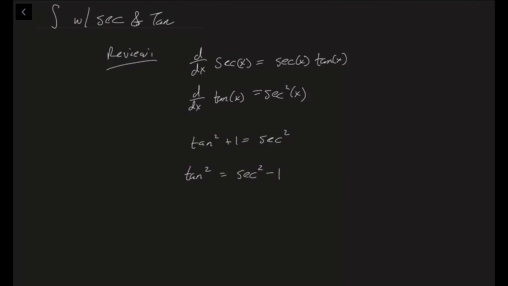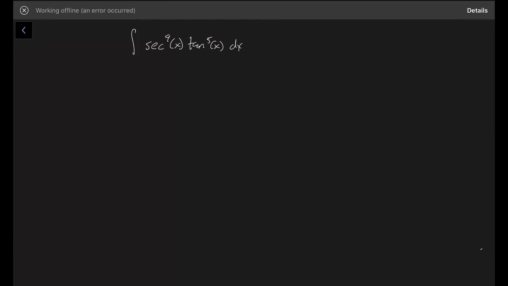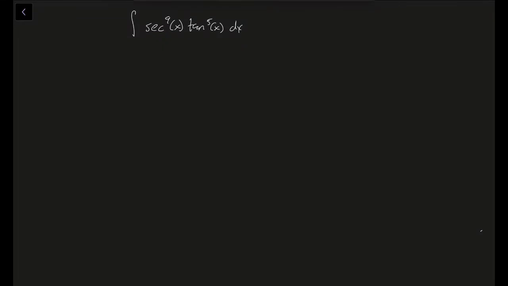So let's start by looking at an example. Secant to the 9th of x, tangent to the 5th of x dx. And to properly integrate this, we either want to get something in a secant squared form times something in tangents only, or secant times tangent in secant only. So we see that we have an odd power of secant and an odd power of tangent. So let's try to convert this into something with secant only.